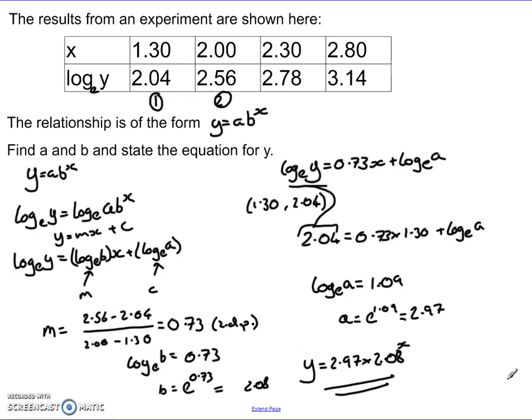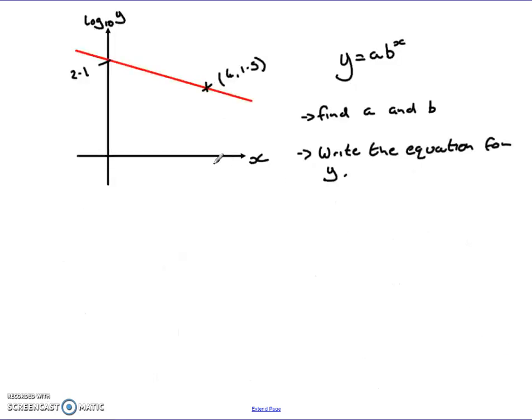I'm going to leave you with this one as one for you to have a crack at. Here's two variables linked by a set of log axes. So log to the base 10 of y versus x. There's my straight line there. My y-intercept is at 2.1. Here's a point here, 4, 1.5. The two are related by the equation y equals ab^x. I'm telling you that. Got two parts for you to do. Find a and b, and then write the equation in terms of y. So write the equation for y in terms of that. Good luck.